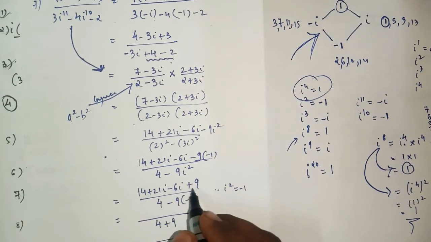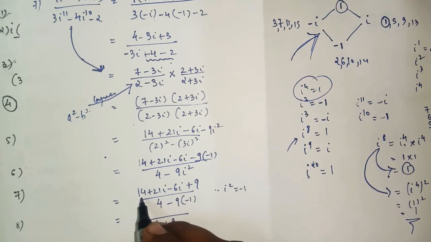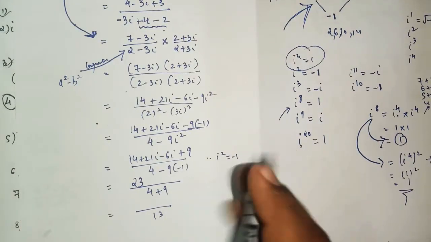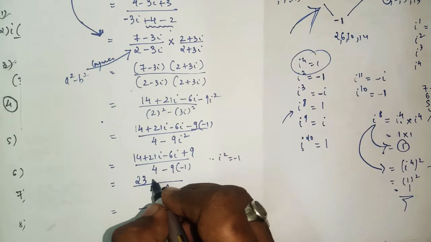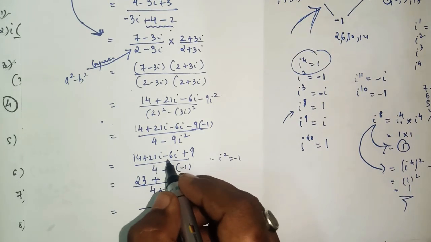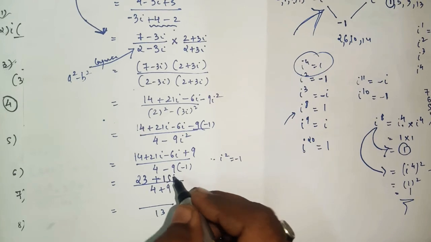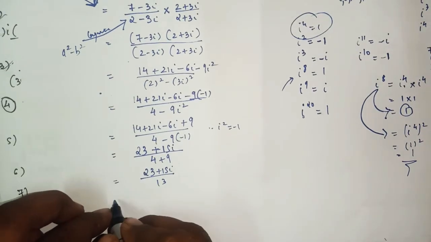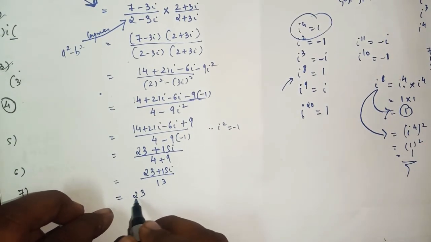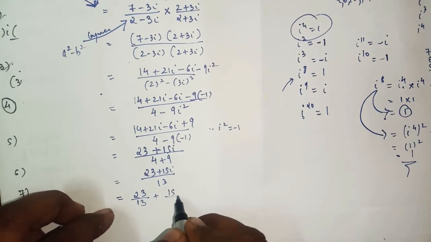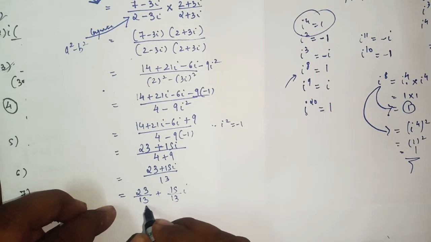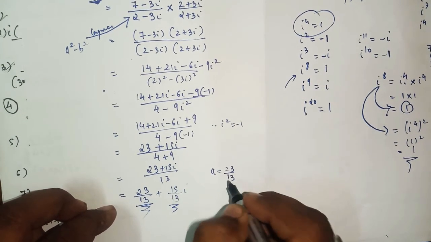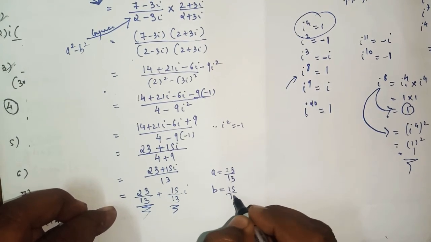As clearly we can see that here we have two numbers without i and two numbers with i, so they are the like terms. So 14 plus 9 is 23. 21 minus 6, 21 minus 6 will be what? As 21's symbol is plus, here minus, so greater number's symbol, so 15i. So here we got 23 plus 15i. So now separate the denominator, so this will be 23 upon 13 plus 15 upon 13 i. As clearly we can see that this is in the form of a plus bi. So what is there in place of a? It is 23 upon 13, and what is there in place of b? It is 15 upon 13.